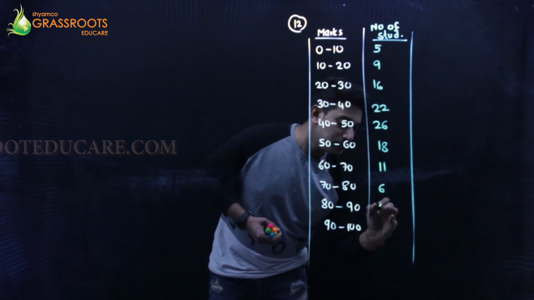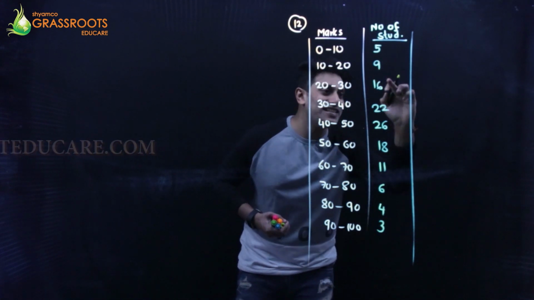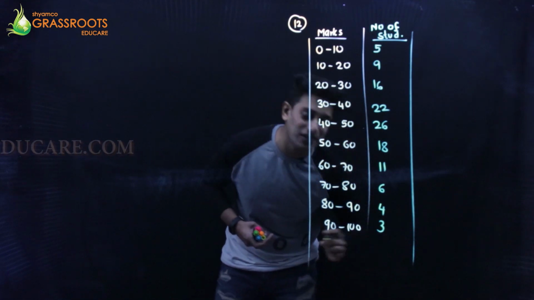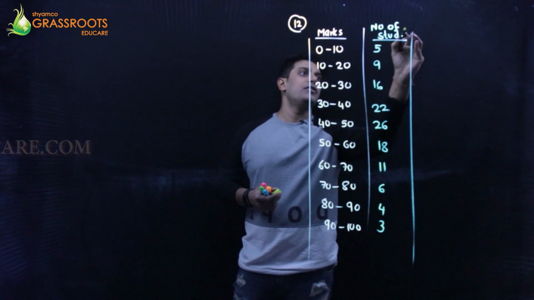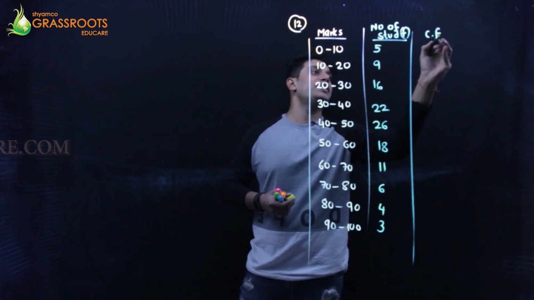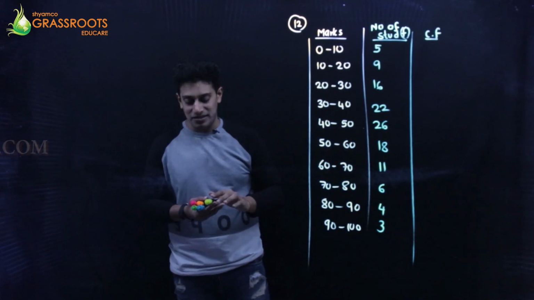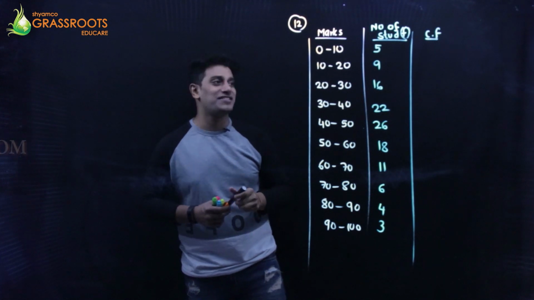6, 4, 3. It's frequency. The reason? Because first it is increasing, then it is decreasing. So it's a bi-directional, dual nature. It has to be frequency. I need to find cumulative frequency for median, quartiles, etc.